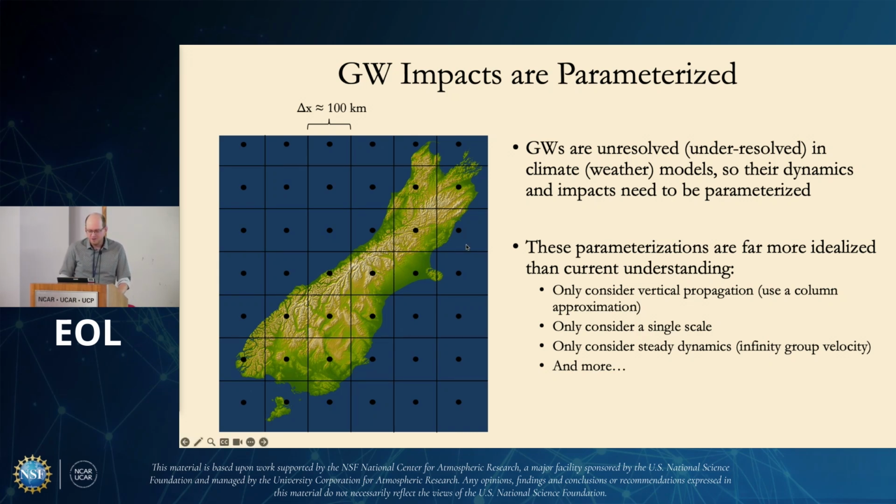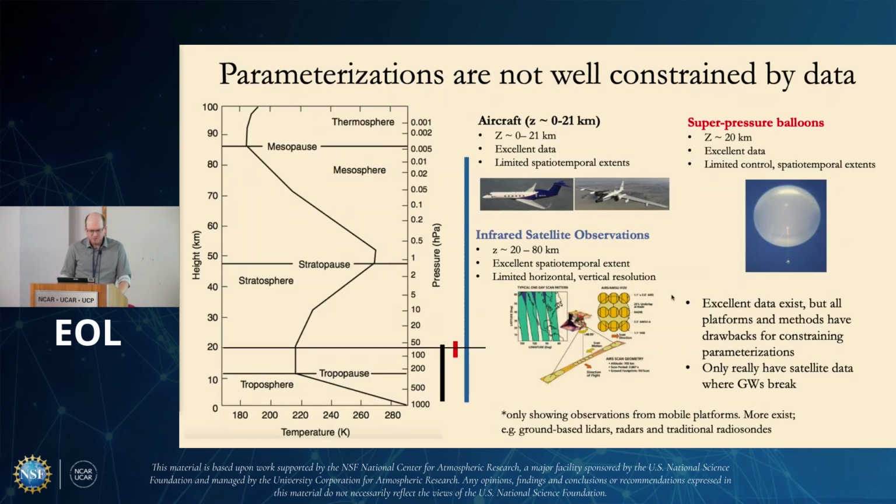So parameterizations are used in basically all weather and climate models. However, these parameterizations are still pretty idealized, far more idealized than current understanding. It's not true for all parameterizations, but roughly they often consider only vertical propagation. They use a column approximation. Often they're only representing a single horizontal scale, when in reality you have many, if not a continuous spectrum. You consider steady theory, which means that you're effectively assuming infinite group velocities and more. And unfortunately, while there's lots of platforms that you can get good observations of gravity waves with, these data are still not quite good enough to really well constrain the parameterizations.